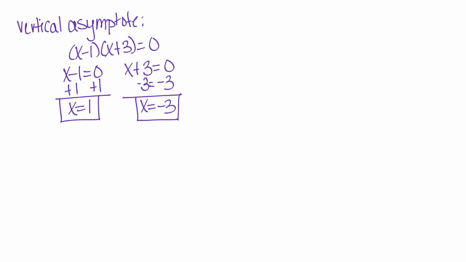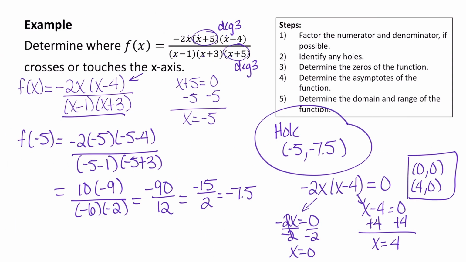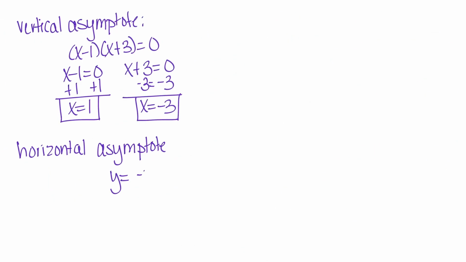So for the horizontal asymptote, we're going to say y equals the ratio of the leading coefficients. The leading coefficient of the numerator is -2. In the denominator, there's no leading coefficient shown, so that's going to be 1. So we do negative 2 over 1, which equals negative 2. So y equals -2 is the horizontal asymptote.